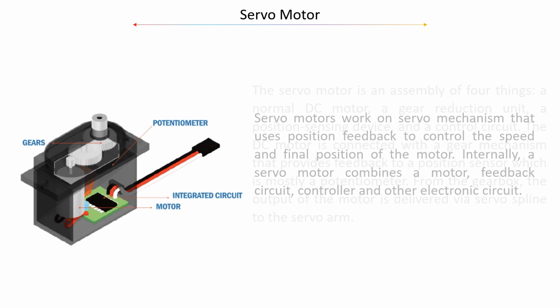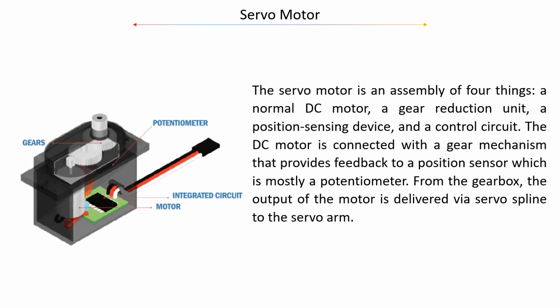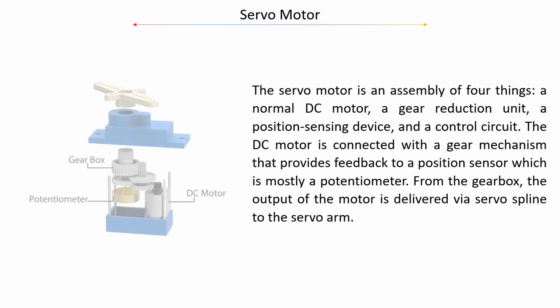The servo motor is an assembly of four things: a normal DC motor, a gear reduction unit, a position sensing device, and a control circuit. The DC motor is connected with a gear mechanism that provides feedback to a position sensor, which is mostly a potentiometer. From the gearbox, the output of the motor is delivered via servo spline to the servo arm.